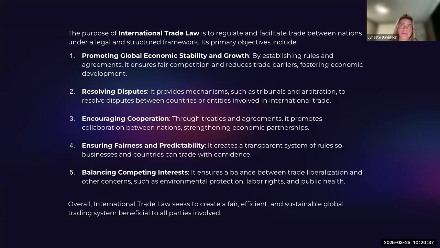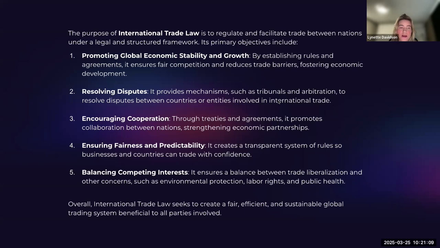The key players in international trade law, then, who do we think of? Well, we can think of governments, but we can also think about international organizations, and we can also think about businesses. So those three could be key players involved in the international trade law. You can also think about human rights organizations, for example, or other international organizations that try to balance competing interests as well.